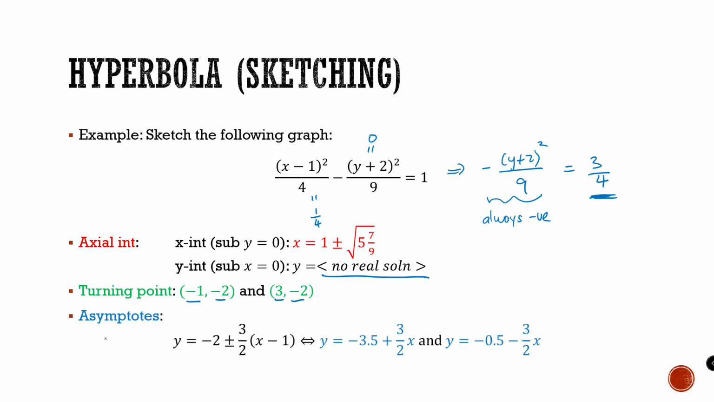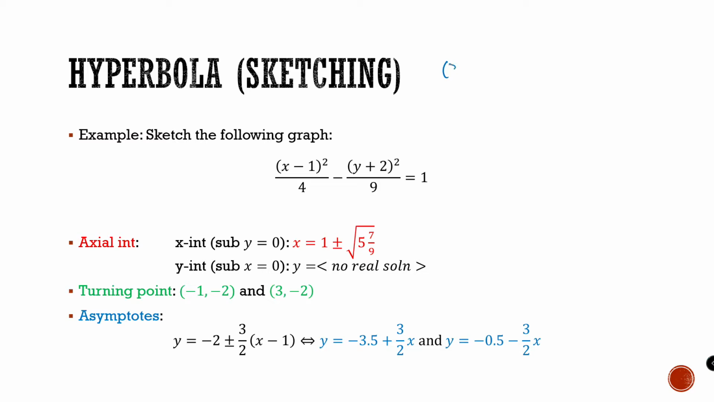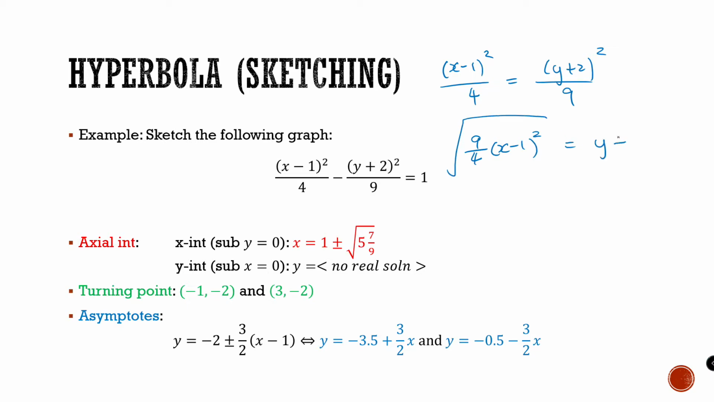Lastly, you find your asymptote. For the asymptote, you can use the easy remembering method. You try to equate this thing to this thing. If you try to make y the subject, I times 9 over and do a square root, it will be equal to y plus 2.